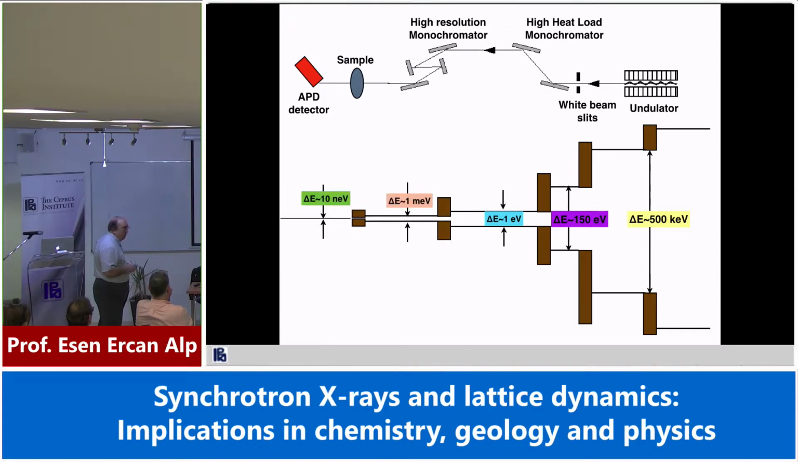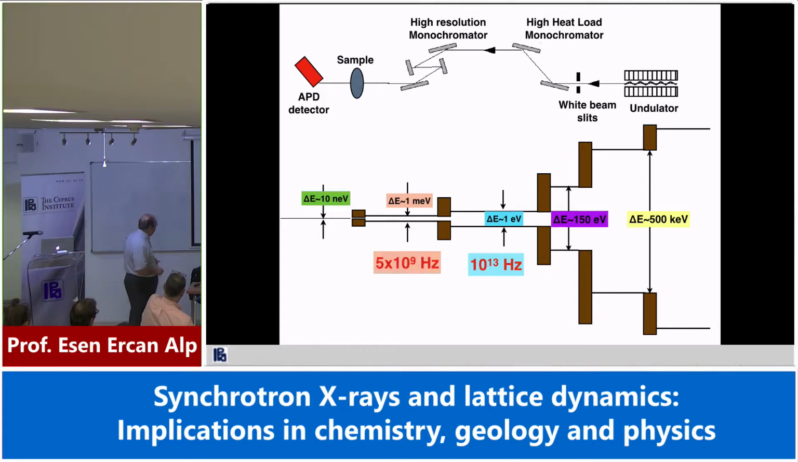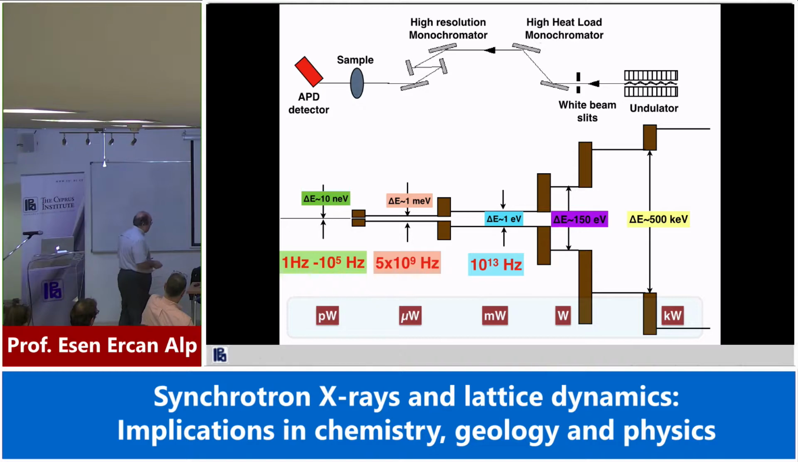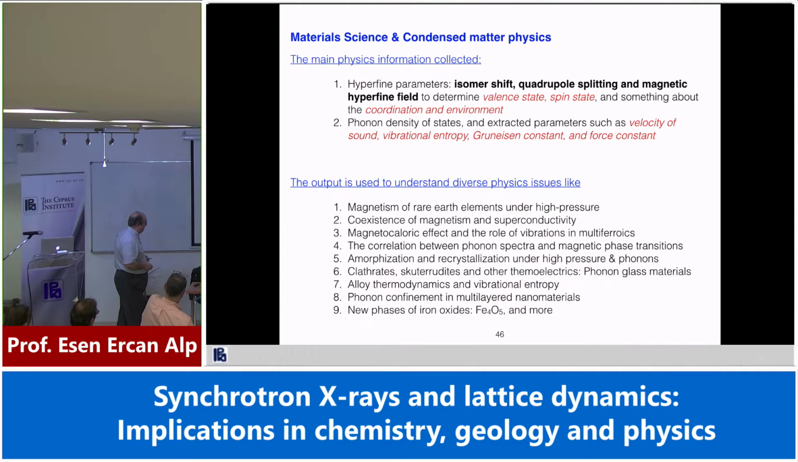So, to tame the X-rays, it's like taking the Amazon River and putting a faucet in your kitchen. You can't do it in one shot. You have to do it step by step, right? It's the same idea. We bring them through our high heat load monochromator, which deals with the immense power. Then you bring it down to meV, and then you bring it down to 10 neV levels. So you do it in a step by step fashion. And you end up with 1 hertz. Starting from 10 to the 13, you go down 12 orders of magnitude. But that 1 hertz is a very good one. All right? It's not noise. So we start with kilowatts and end up with picowatts. All right?